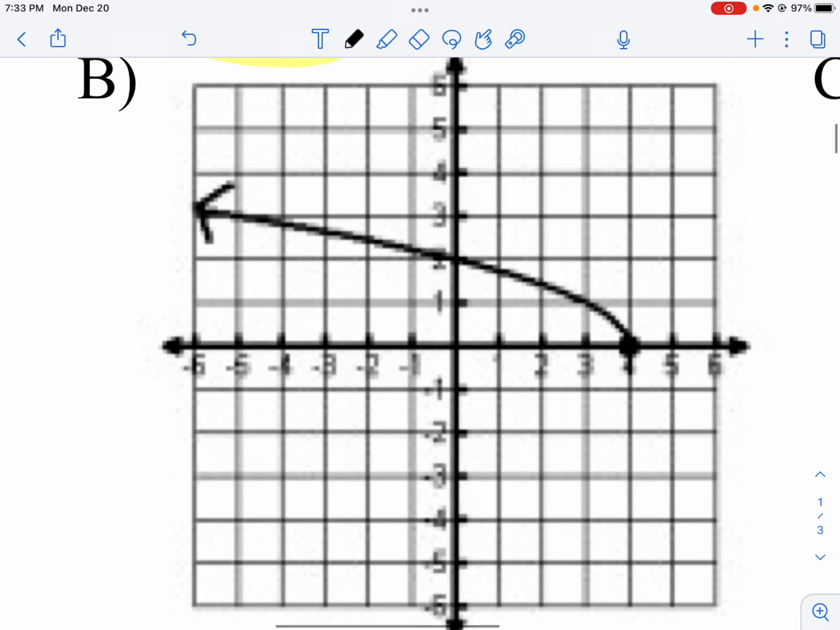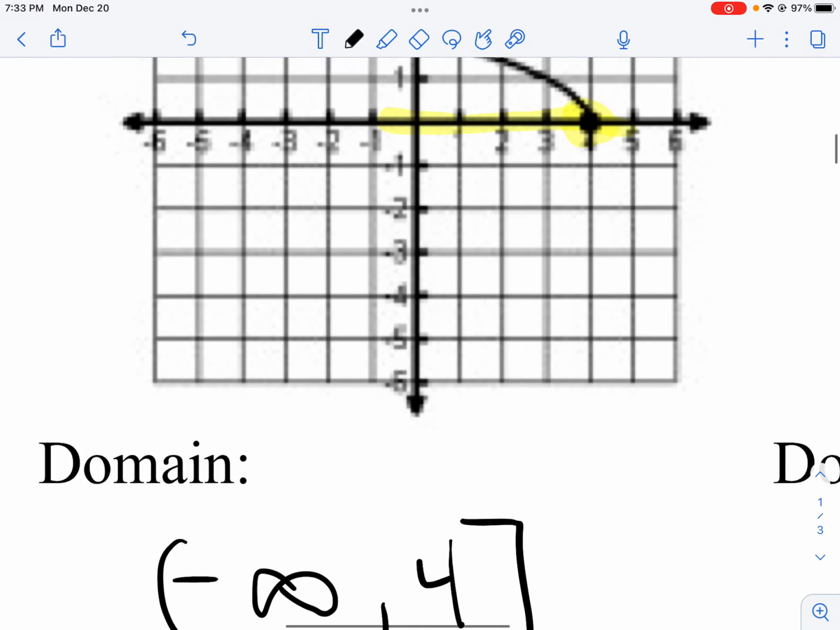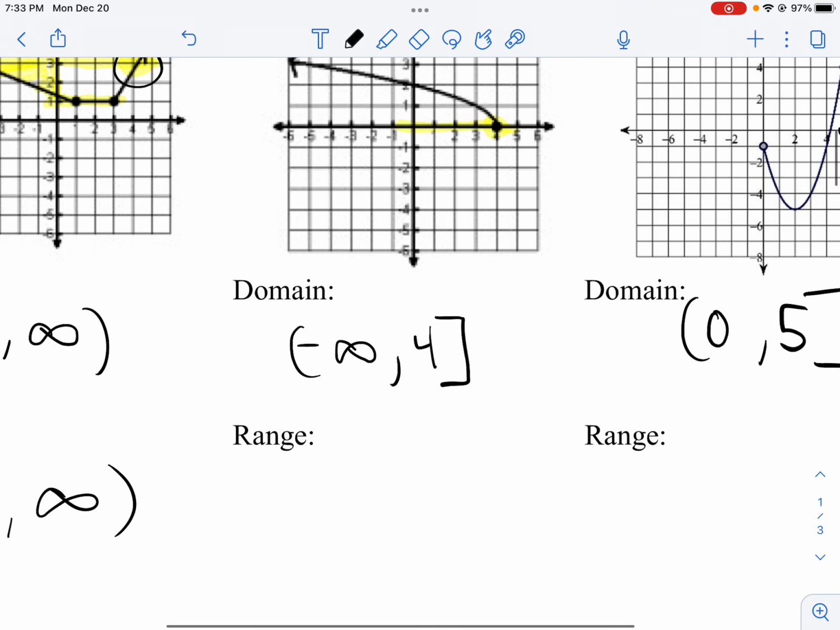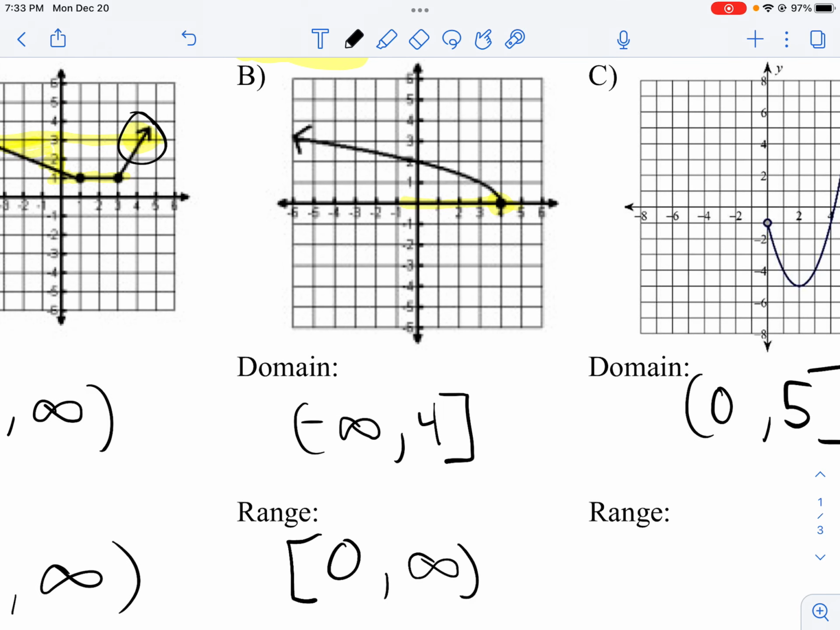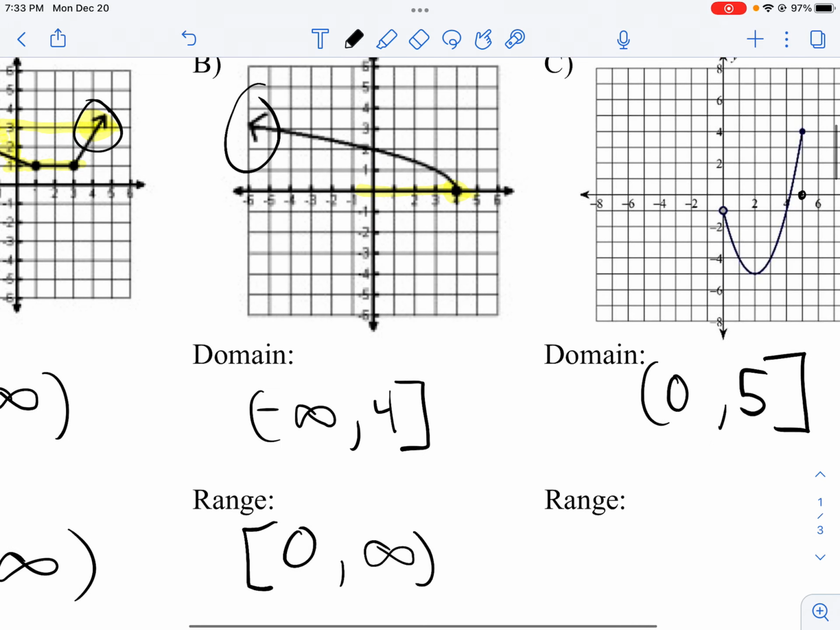Same thing here. I'd say the lowest point of the graph, the smallest y value, is going to be right here on that 4, 0 point. Specifically, what we care about is that it is at the 0 point, meaning the smallest y value is 0. We have a closed circle there. And then the largest y value is going to be infinity, because we'll notice this arrow, while it's going more to the left than it is going up, is still going up. And then that would be the range.